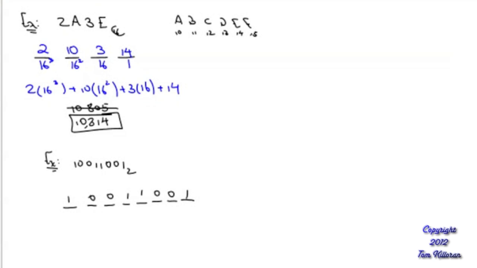This is the 1's place. Next one up is 2. The next one up is 2 squared, better known as 4. This is 2 cubed, better known as 8. This is 2 to the 4th, better known as 16. This is 2 to the 5th, better known as 32. This one is 64. And this is 128.